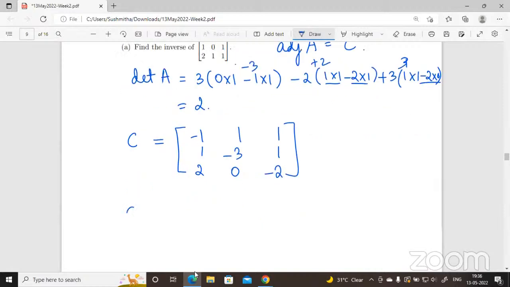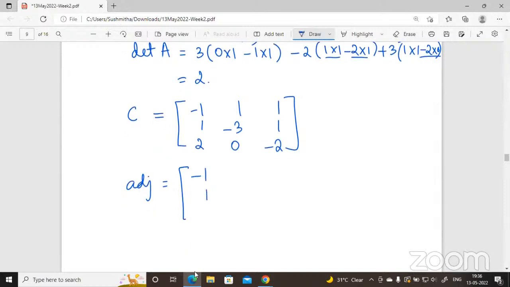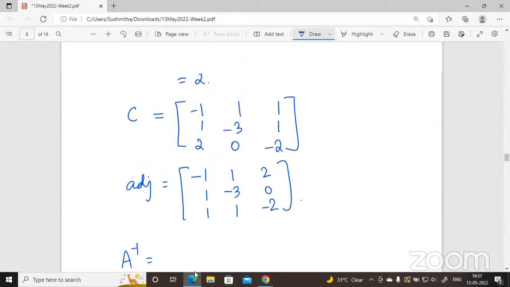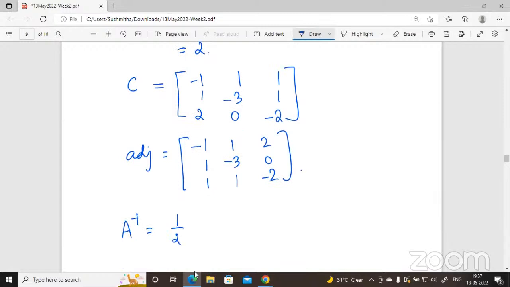Okay, so what's the adjoint? Minus 1, 1, 1 is the first column. 1 minus 3, 1. 2, 0, minus 2. And what's the inverse? It is 1 upon the determinant into the adjoint. Yes, ma'am. So this is the inverse of that matrix.